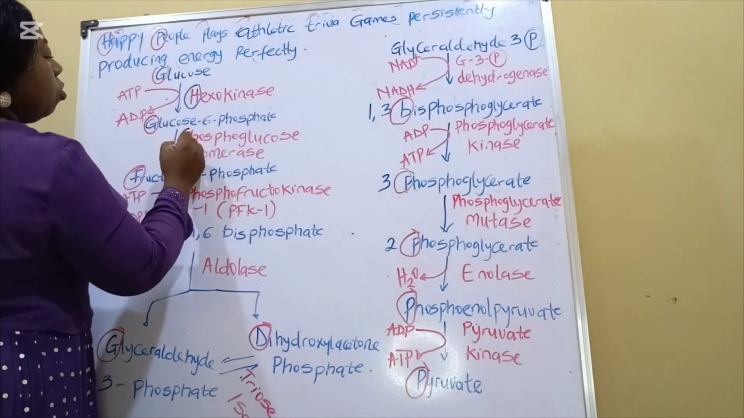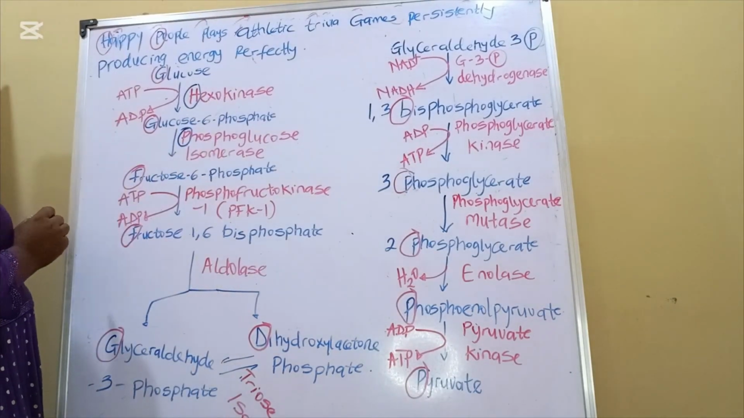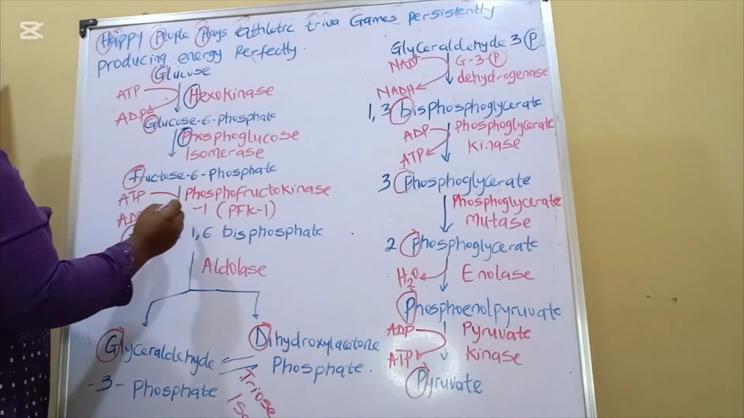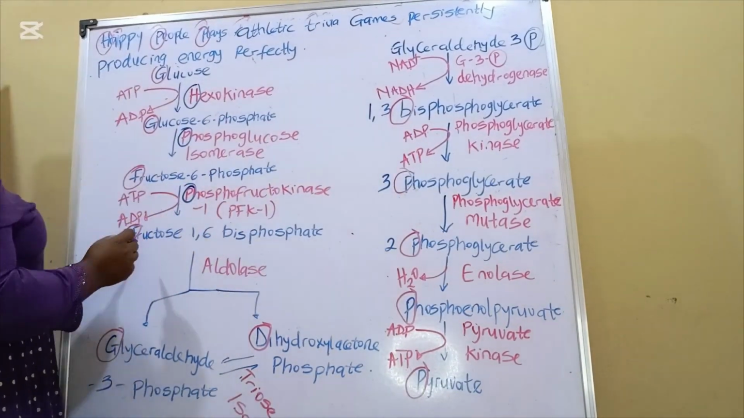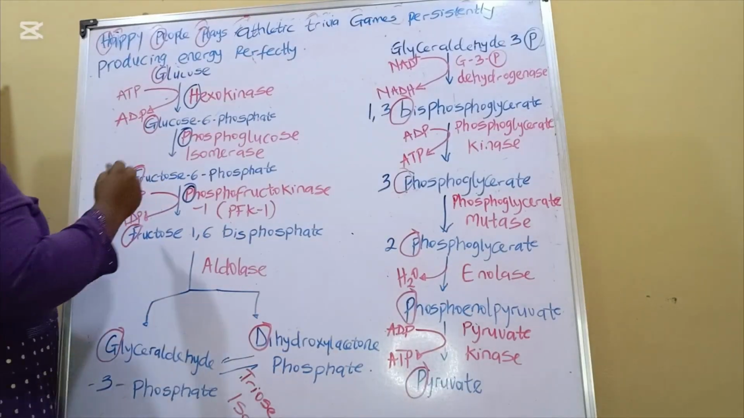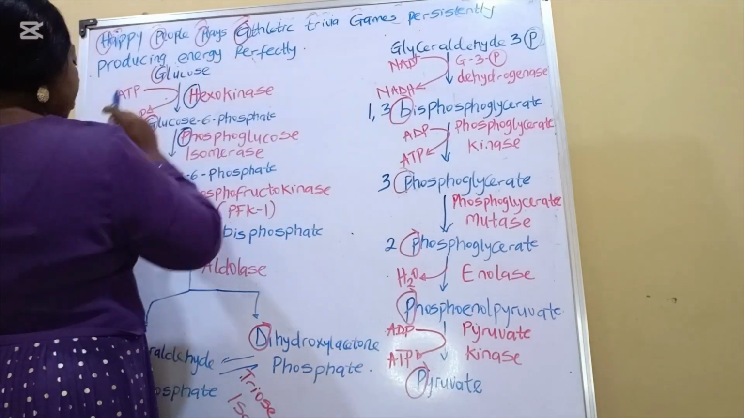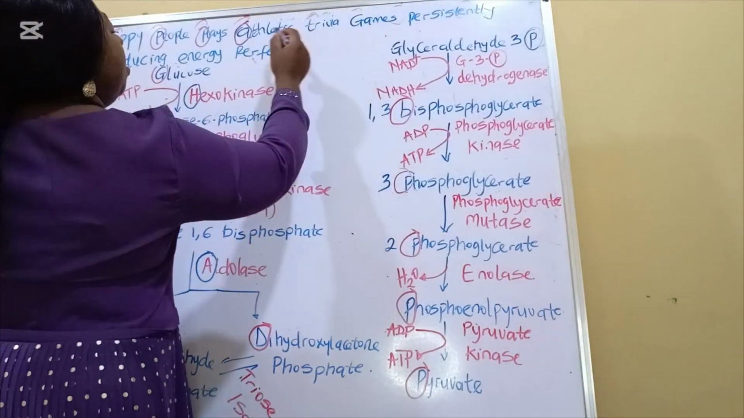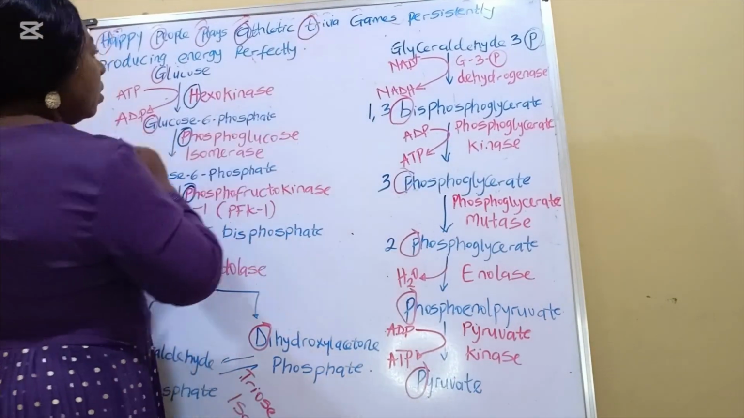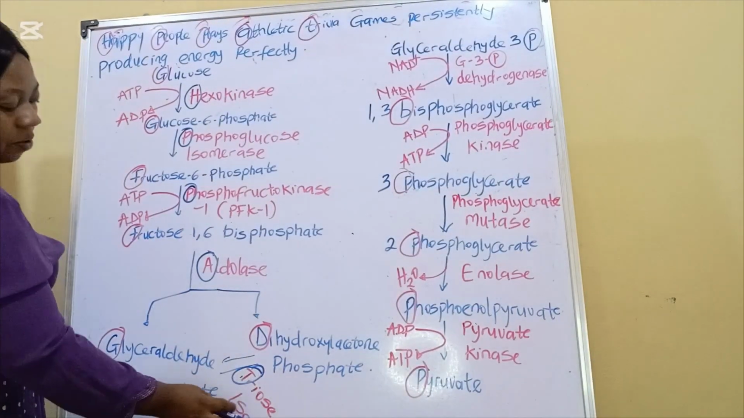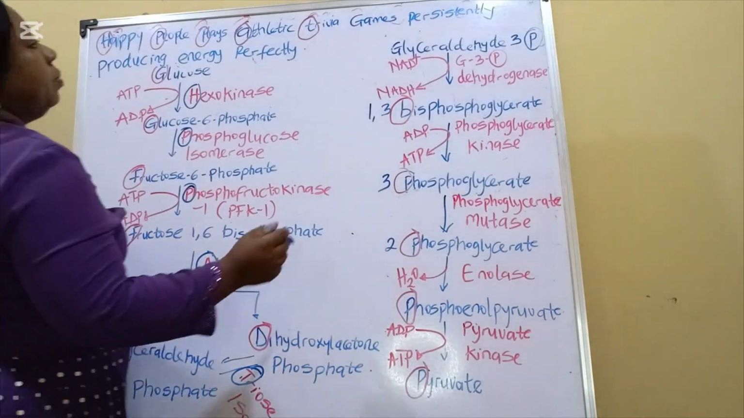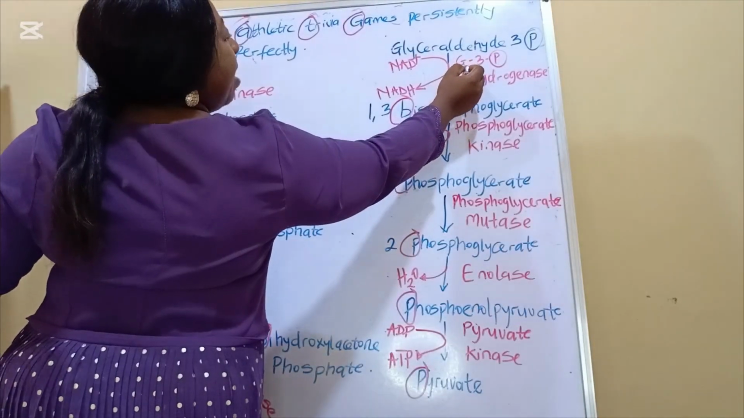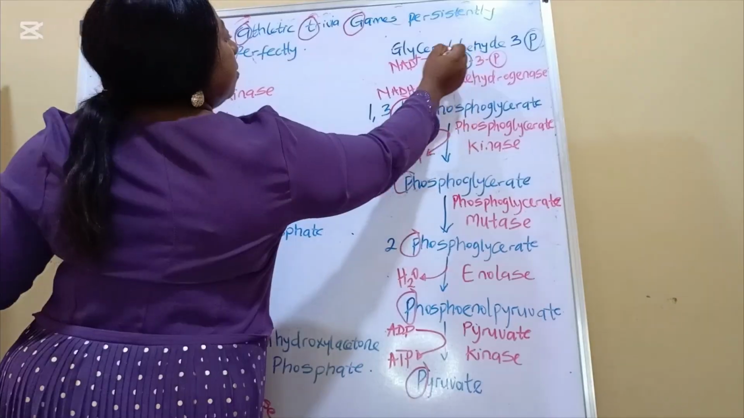People is for phosphoglucose isomerase. Plays is for PFK, phosphofructokinase 1. Athletic, that's for aldolase. Trivia, this is for triose phosphate isomerase. Games, that's for glyceraldehyde 3-phosphate dehydrogenase.